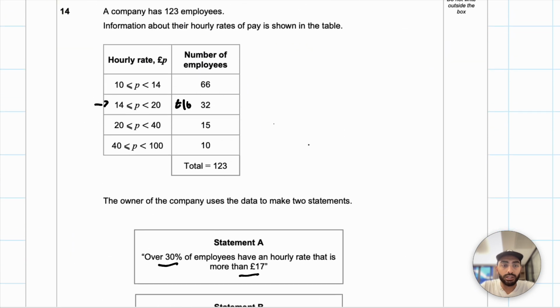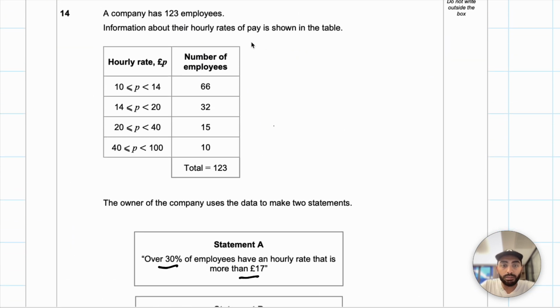Part C, work out an estimate of the mean to support statement B, which says the average hourly rate of pay is more than £20. Whenever you're working out an estimated mean for grouped frequency tables, we need to add in two columns. The first column is going to be my midpoint, so we look at this class interval and find where the middle of those two is. The middle of 10 and 14 is 12. If you're not sure where the middle is, you can find the mean of those two numbers. 10 and 14 is 24, and there's two numbers, so we divide by 2. That's if you struggle with finding the middle.